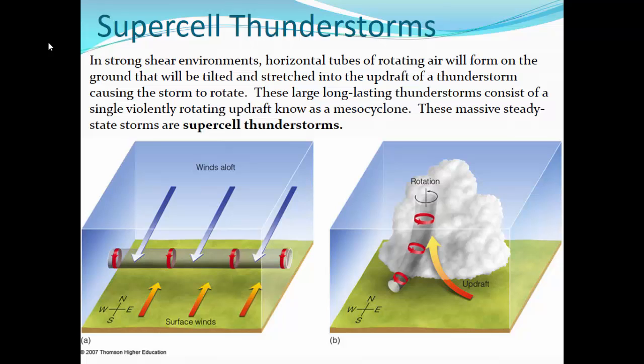So in strongly sheared environments, horizontal tubes of rotating air form near the ground. They can be tilted and stretched into the updraft of any given thunderstorm, whether it's part of a multi-cell complex or all by itself, and then that storm will begin to rotate. So these are very large, long-lasting thunderstorms with a single violently rotating updraft known as the mesocyclone. These massive steady-state storms are called supercell thunderstorms, and they can last 6 to 8 hours.